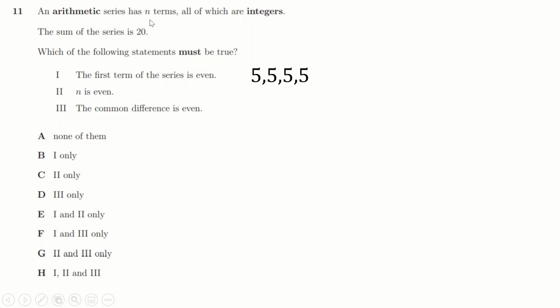N is even, so the number of terms that you're adding up, does that have to be even? Nope. There's an arithmetic series where n is odd. The first 5 terms we're looking at here, they add up to 20. N is not even, so that doesn't have to be true either. Now, I actually got a little bit stuck trying to come up with a counterexample where the difference was odd. Notice here the difference is even, both of these, because the difference is 0.